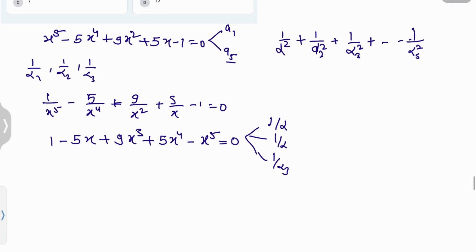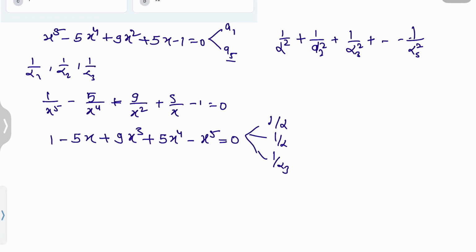And how to find the sum of squares? Suppose given a plus b plus c plus d, how many terms? 1, 2, 3, up to 5. So a, b, c, d, e, right.